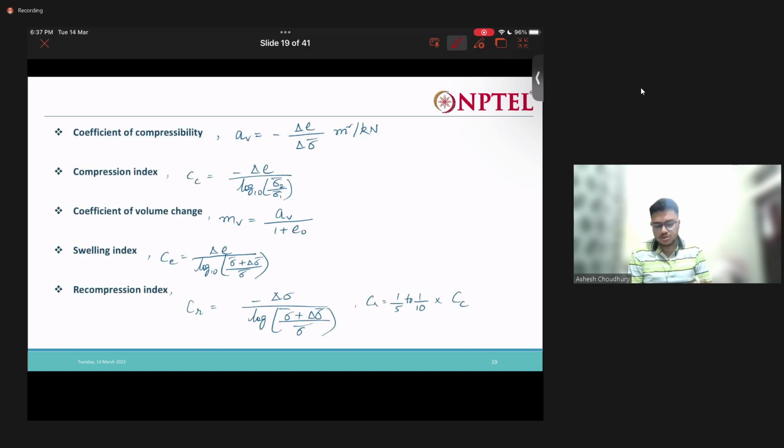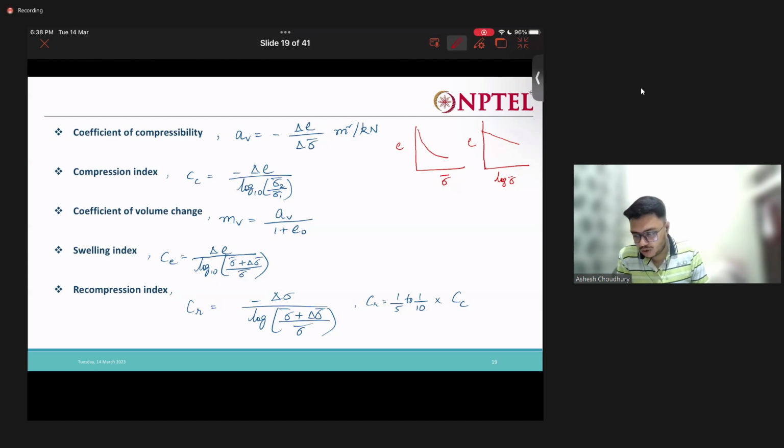When we plot our e versus effective stress graphs from the consolidation test, for normally consolidated clay, this is e and this is my effective stress, and we get this kind of graph. And if you plot it on the log scale, you will get something like this, on a semi log scale.